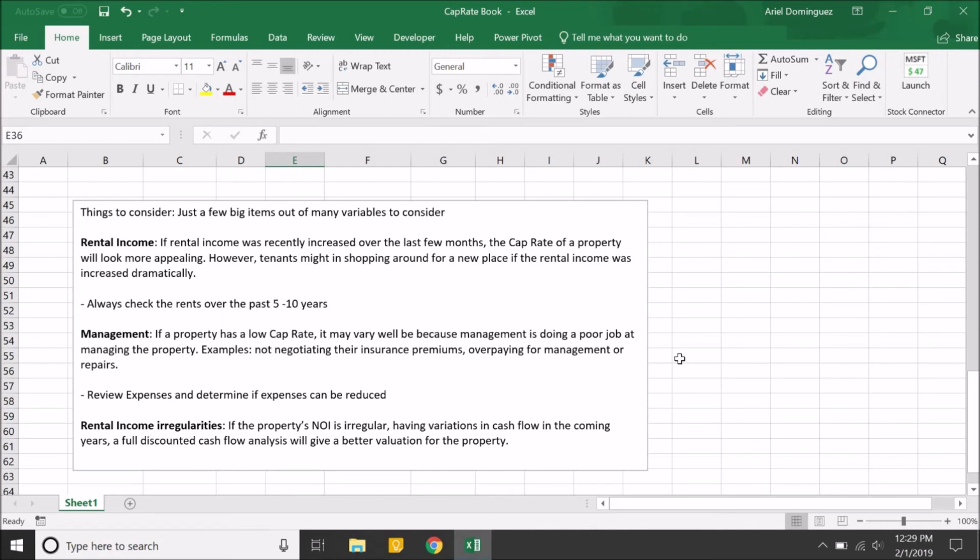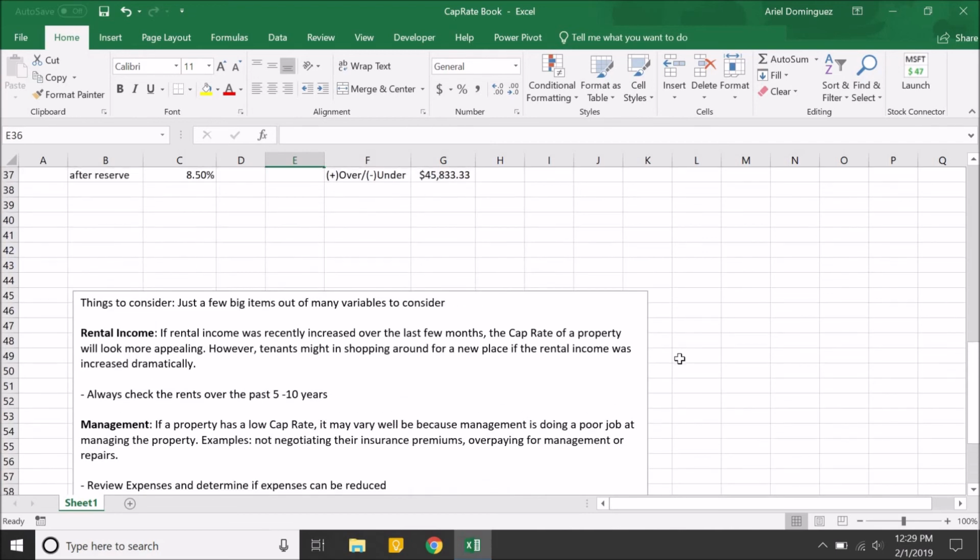And finally, the rental income irregularities. So basically, if the income that the property is producing is not consistent, or it has a lot of variations, you might want to put the cap rate aside and use a full discounted cash flow to analyze the property. So that's basically the cap rate in a nutshell.